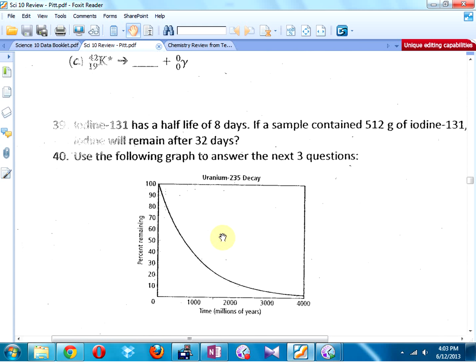Then we talked about half-life. Half-life is how long it takes for half to vanish. If we have 512 grams, what's left after 32 days? We're going to go in chunks of 8 days, and we're going to lose half of this every time. So you ready?